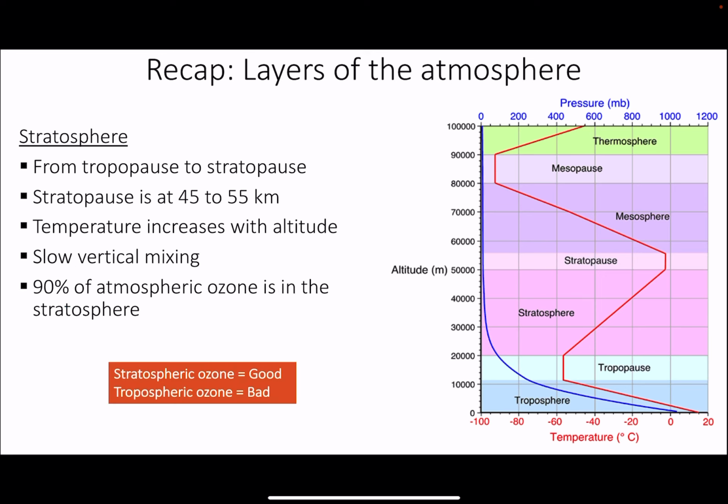And then above the troposphere, we have the stratosphere, which is the opposite temperature relationship. Temperature increases with altitude. And that's because most of the good atmospheric ozone is sitting in the stratosphere, and that ozone is absorbing UV radiation, and it's warming as you go up throughout. And there's very little vertical mixing in the stratosphere.